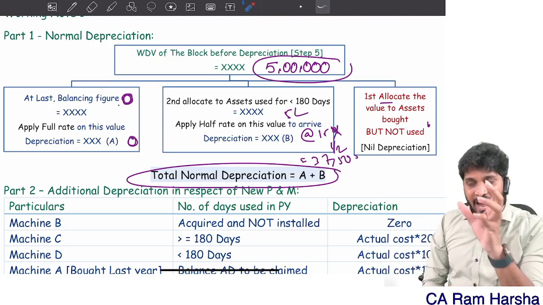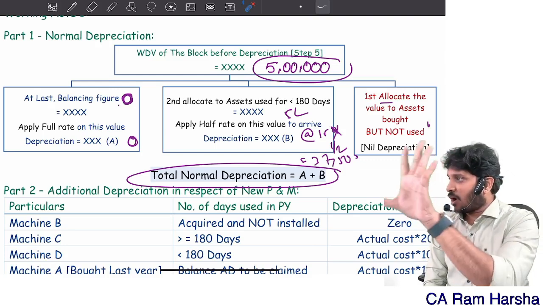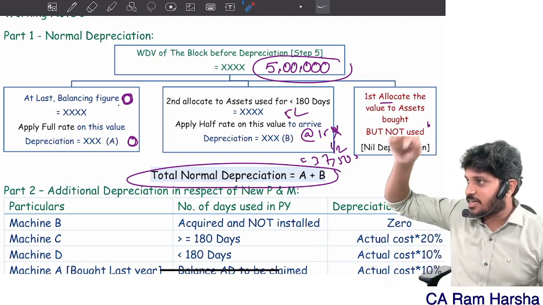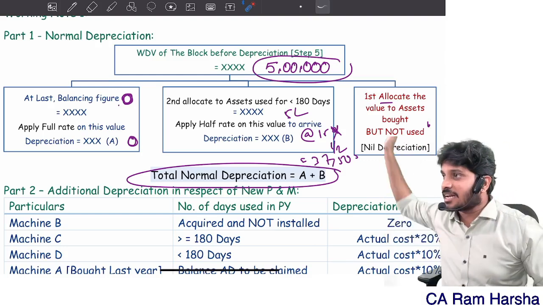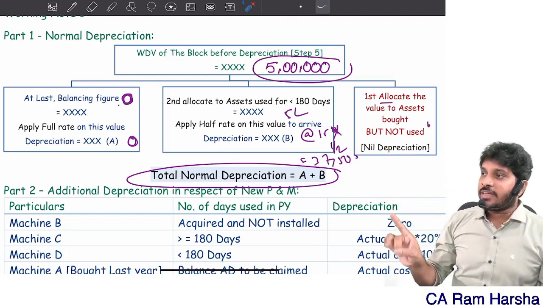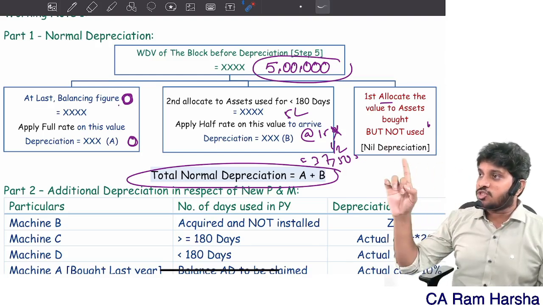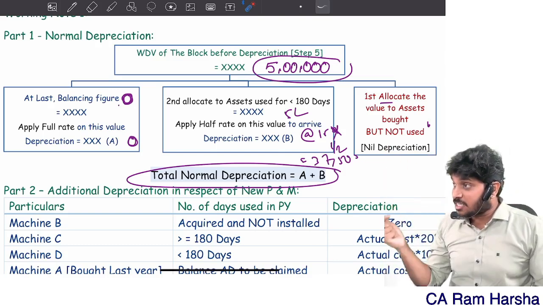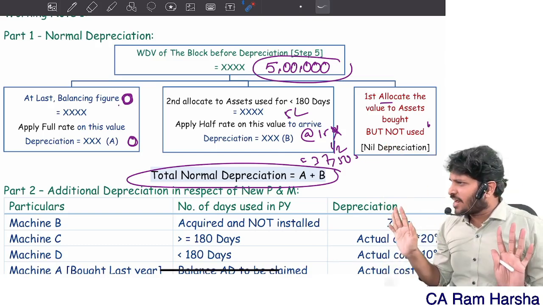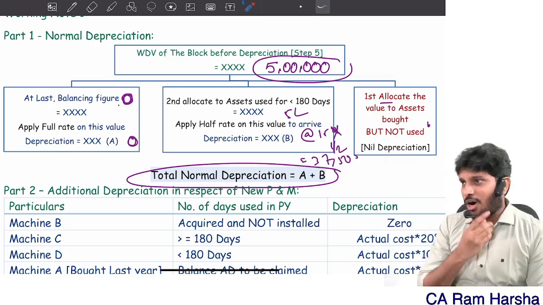The moment an asset is purchased and added in the block, the block of asset approach is applicable. Real information is irrelevant. I want only one thing: how much is the amount you paid for purchase? How much amount you received? When it is installed? Only this information I want. Which asset purchased, which asset sold, I don't look at asset-wise. I look at block-wise. Correct or not? Are you getting it?